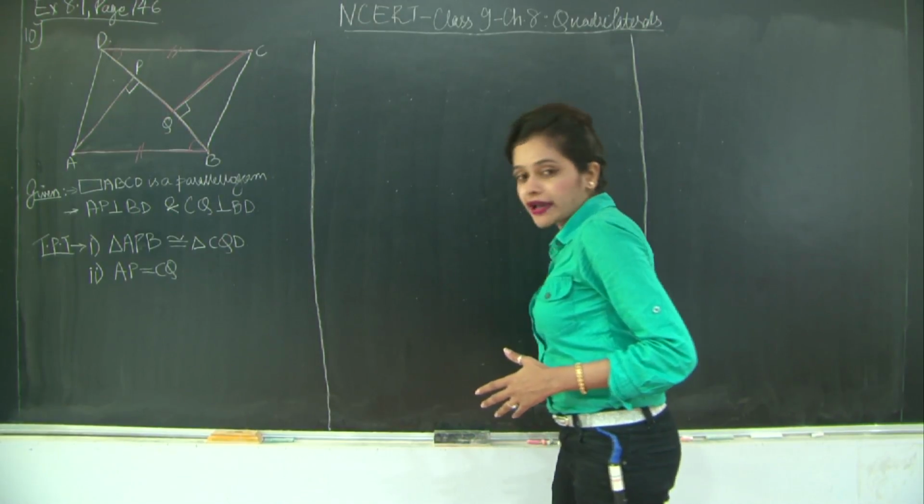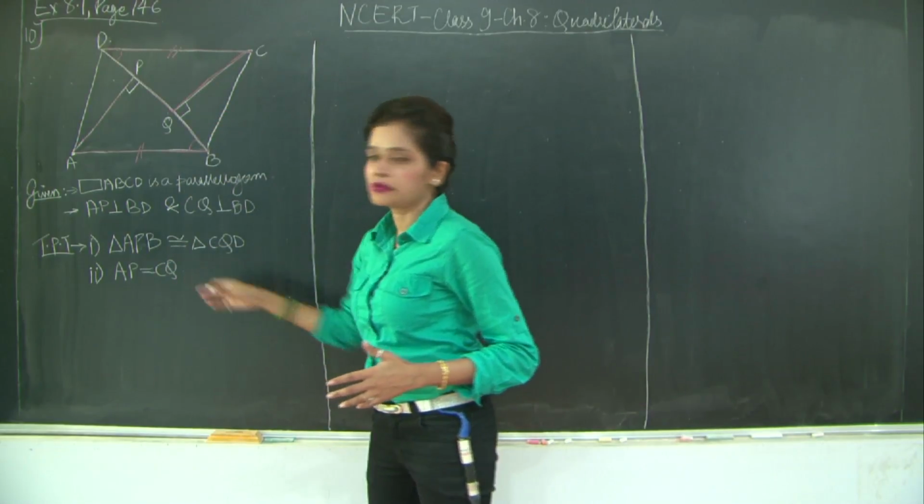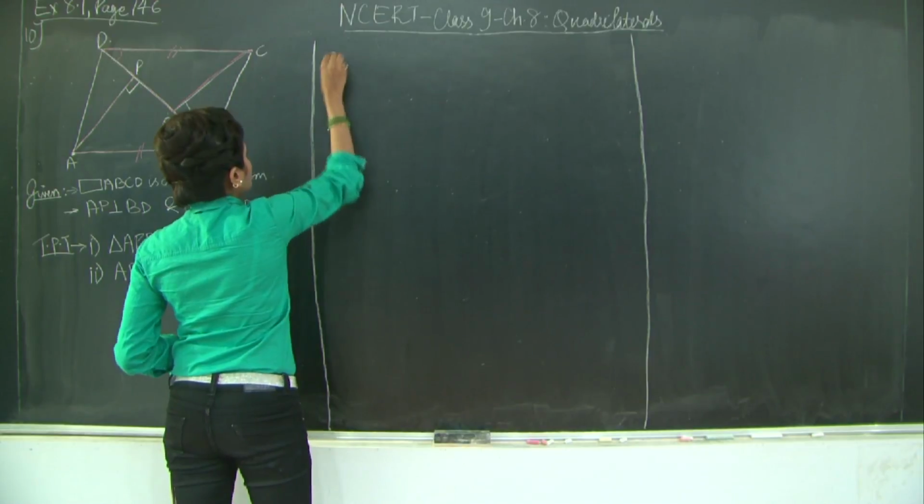So, let us quickly go ahead and prove this. In fact, once you prove the triangles congruent, you can say that AP is equal to CQ as mentioned earlier. So, let us go about writing the proof.